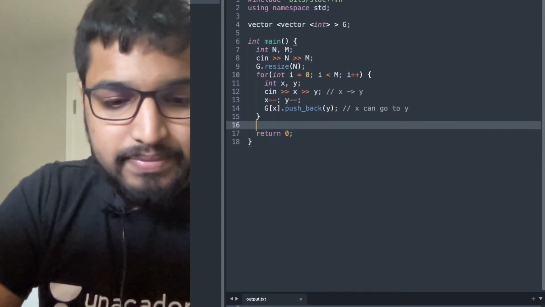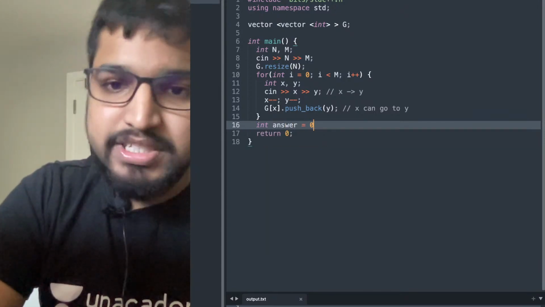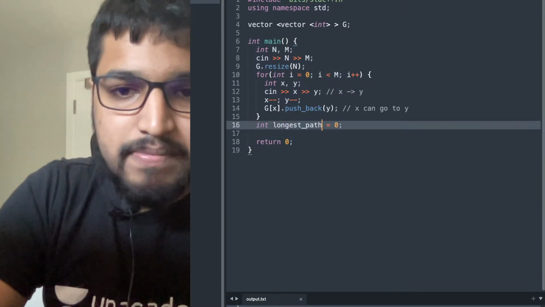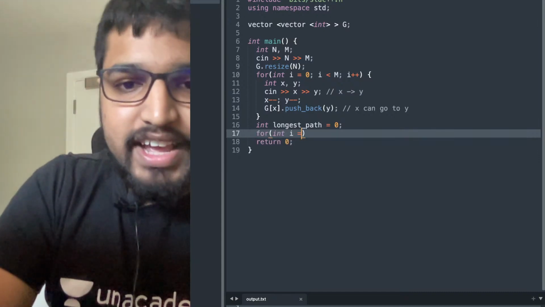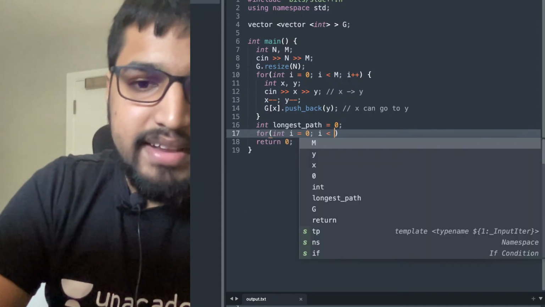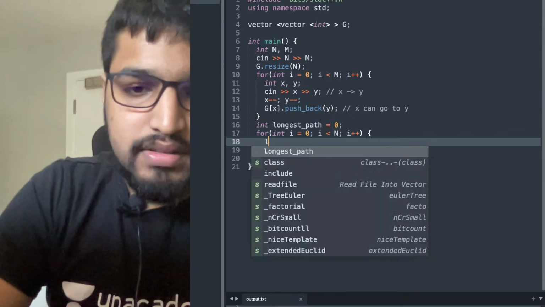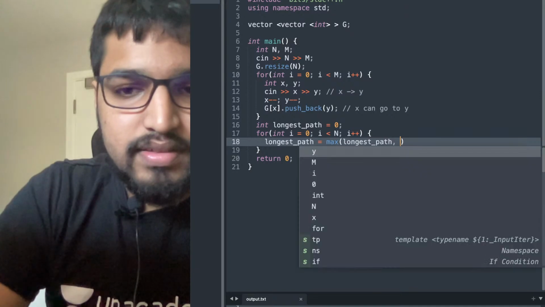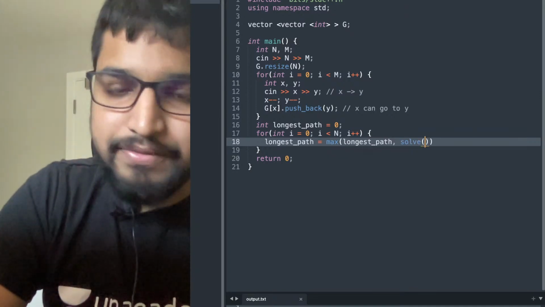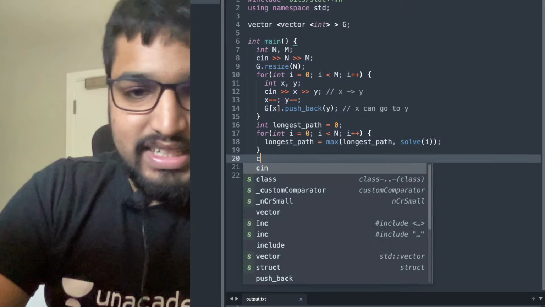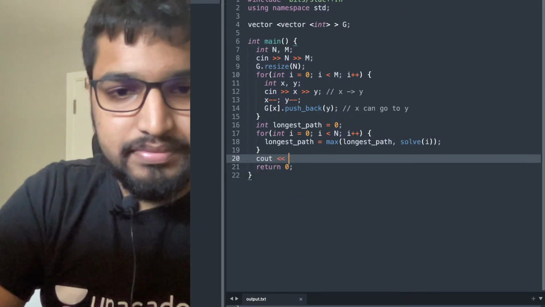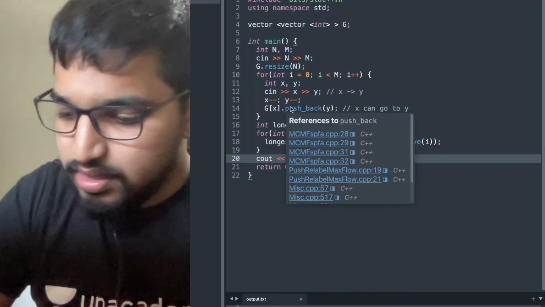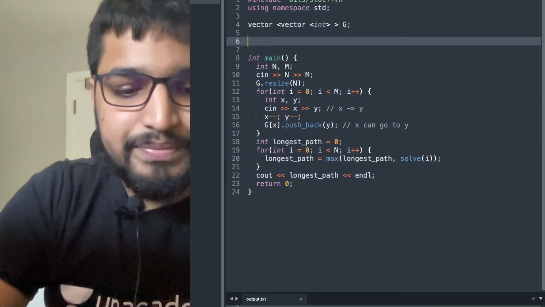Now int answer equals 0. Initialize the answer, longest path, with 0. For int i equals 0, i less than n, i plus plus, longest path equals max of longest path and solve of i. See out longest path. This is how our solution is going to look. Now I'll tell you what solve is going to contain.